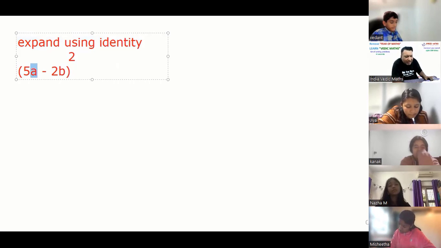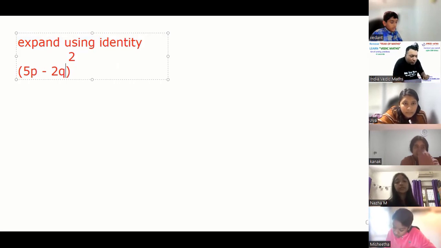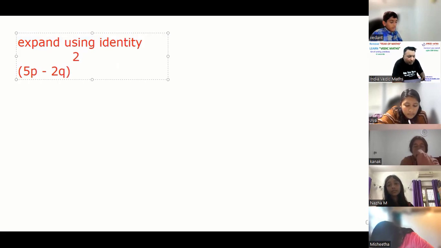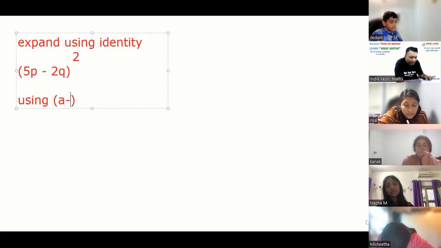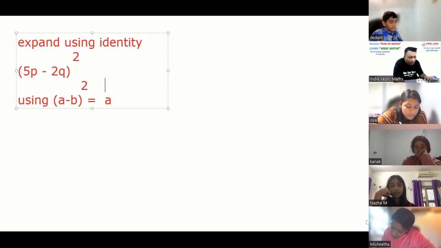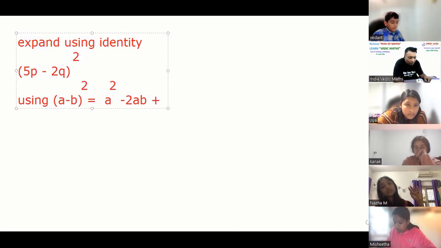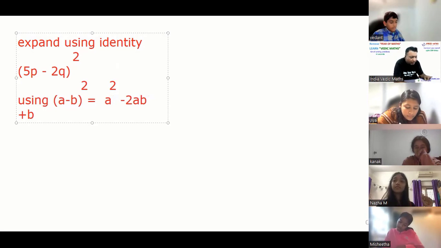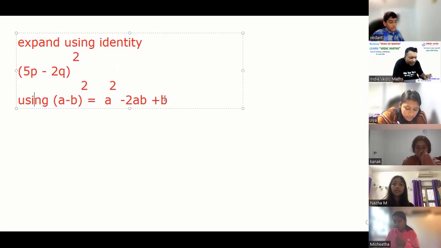Instead of A, let's write different variables, P and Q, because I don't want to get confused. 5P minus 2Q whole square, using the identity A minus B whole square. Now tell me, who wants to do this question with me? Any one of you. Naja, want to do it? First, everybody write the question.